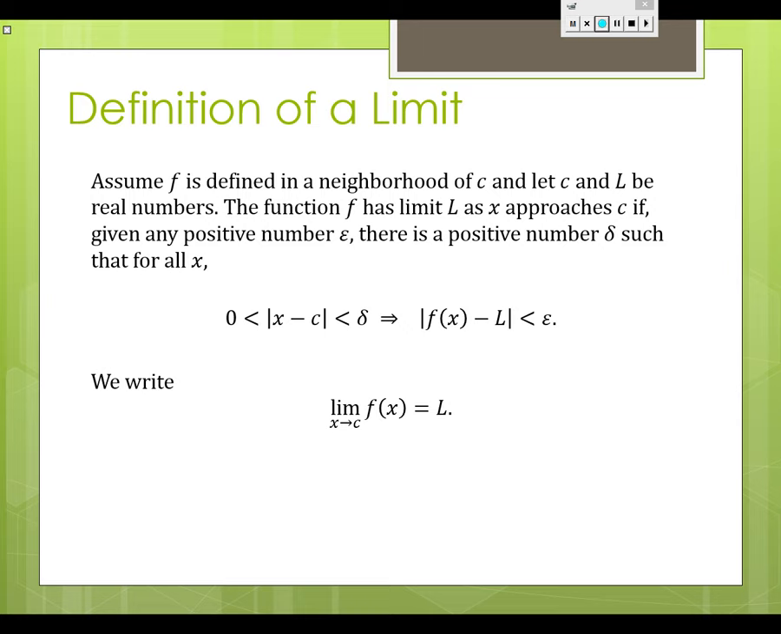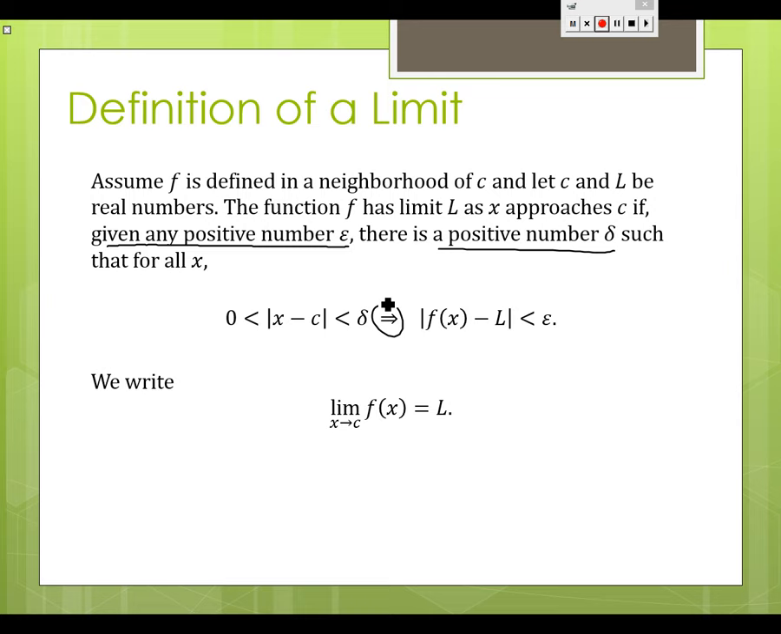So assume f is defined in a neighborhood of c, and by neighborhood we mean an open interval containing c. Now it doesn't actually have to be defined at c. It has to just be defined in the neighborhood around c. That could be punctured. And let c and L be real numbers. Then we say that f has the limit L if, given any positive number epsilon, there exists a positive number delta, that's a lowercase Greek delta, this is an epsilon, such that this implication holds.